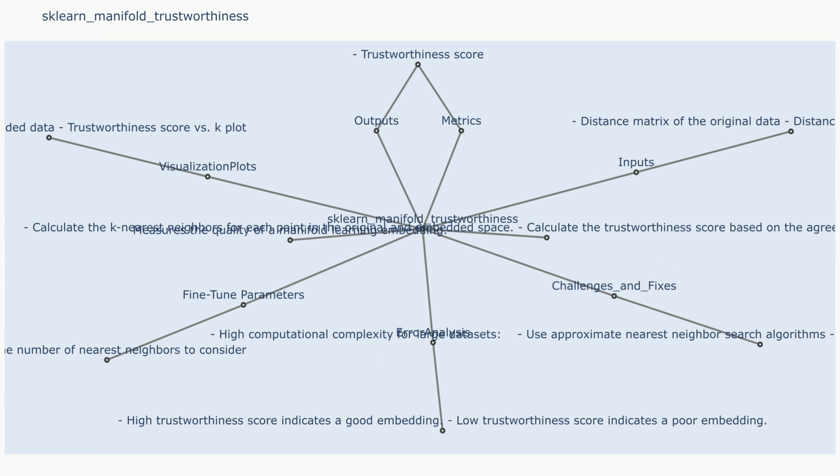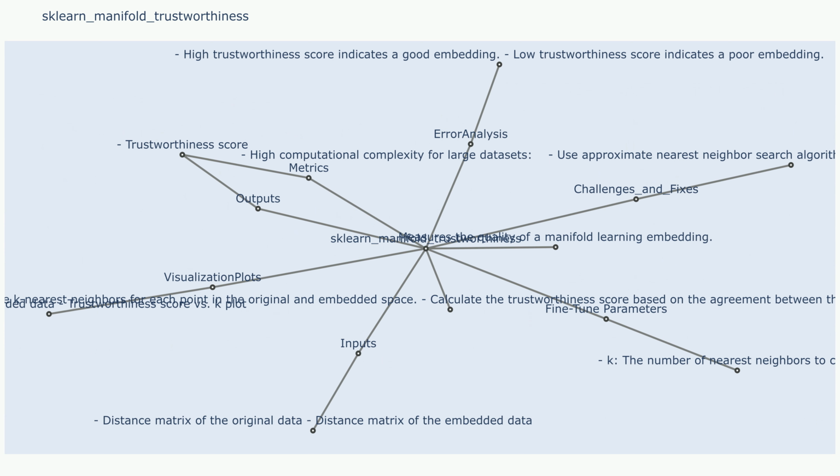Metrics. Metric 1. Explain in detail. Trustworthiness is itself a metric used to assess the quality of an embedding. Metric 2. Explain in detail. Other metrics such as continuity, stress, and correlation can also be used to evaluate the quality of the embedding.